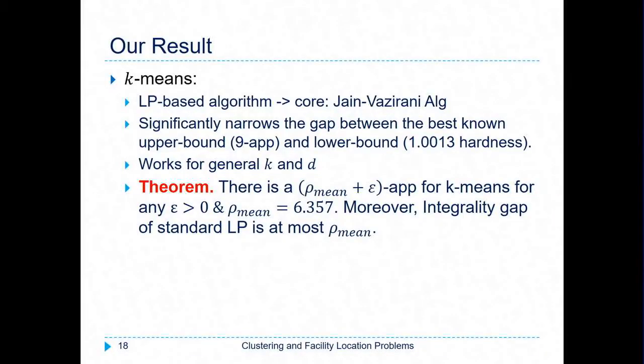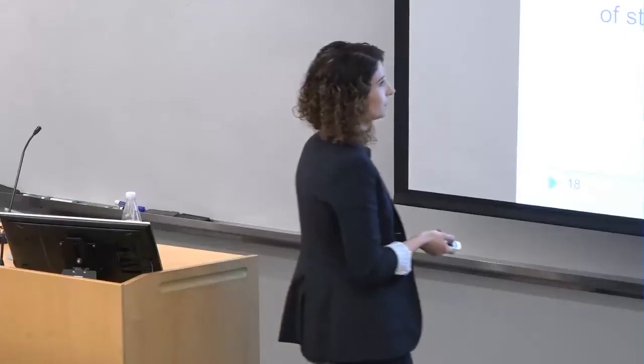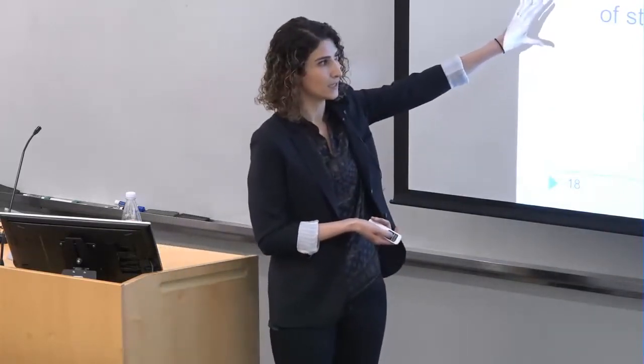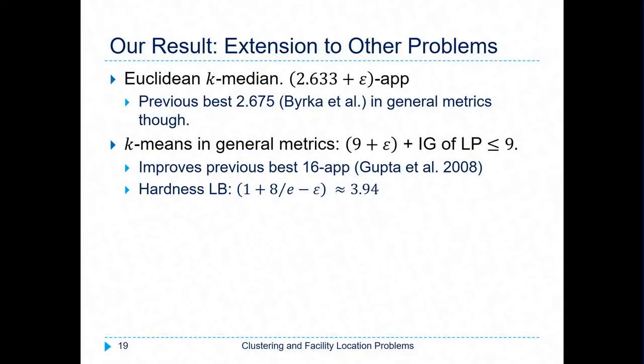So we get the following result, that we get 6.35 approximation for the k-means problem. And we show that the integrality gap of the LP is at most 6.35. So this is for the Euclidean space. And we have some results for other problems. For Euclidean k-median, we get 2.633 approximation, which improves a little bit the result of Byrka, but actually that result is more general because it's in general metric.